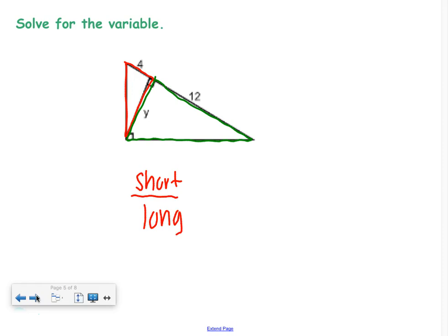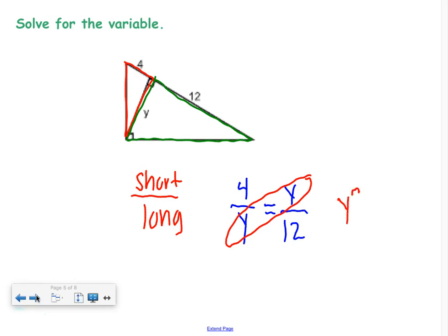So we're going to go short, which is 4, over our long, which is y, is equal to, I got to go back to my short. What's my short on the green one? Y. And what's my long? 12. Okay. And the way you know you did it right, do I have a geometric mean here? My means are the same. Perfect. We're good to go. Now we can just solve. Y squared equals 48.